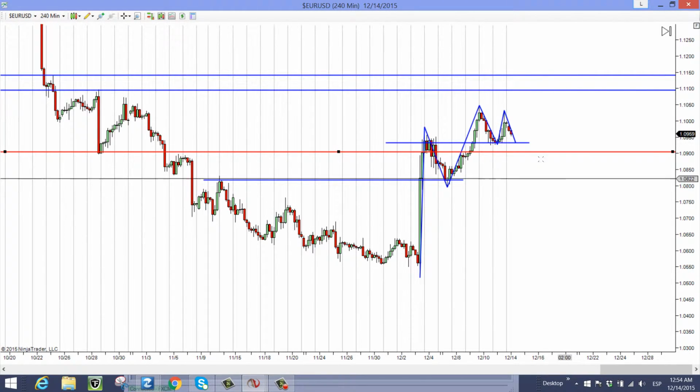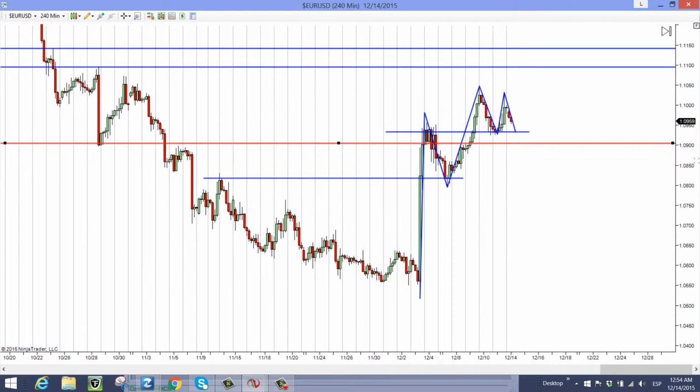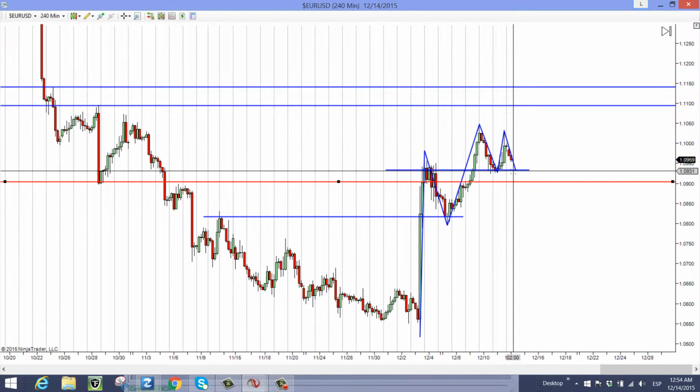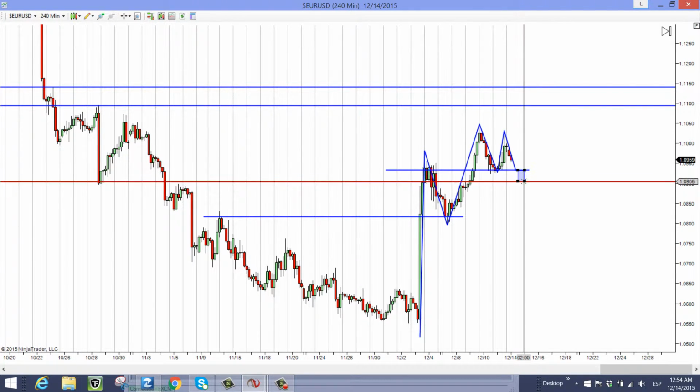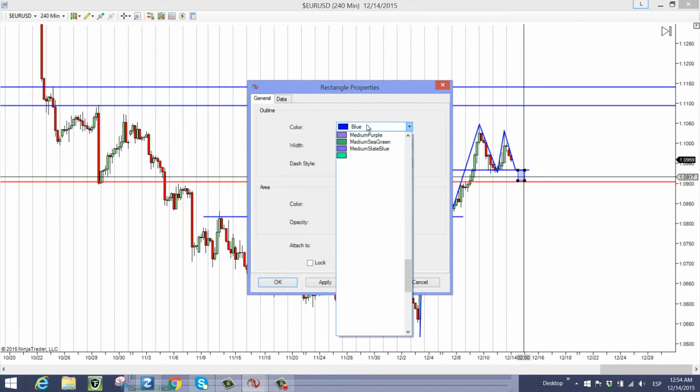And if I take into consideration this structure right here, this is going to be my possible risk. Let's put this in red because it's risk.